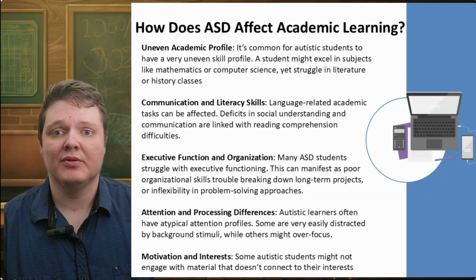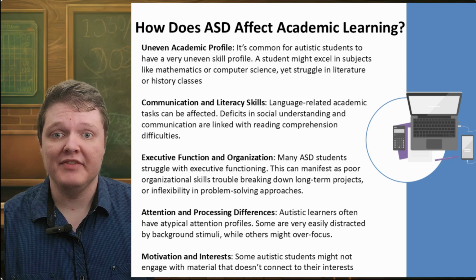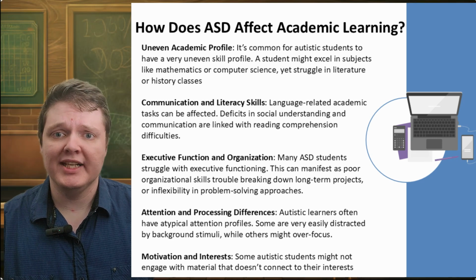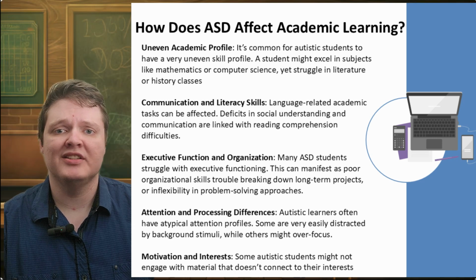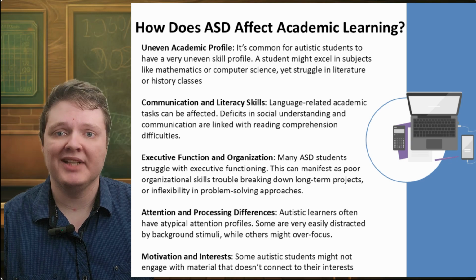How autism spectrum disorder affects academic learning. Academics are often uneven. A student might excel in math but struggle in reading. Organization, problem solving, and focus can all cause difficulties, sometimes shifting too quickly, sometimes locking in too tightly.